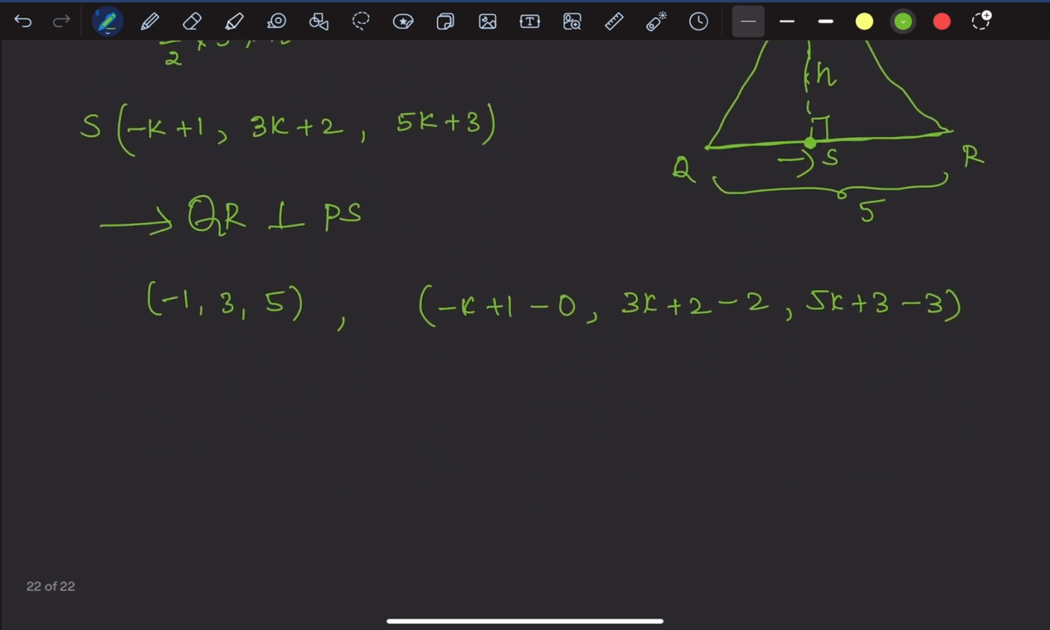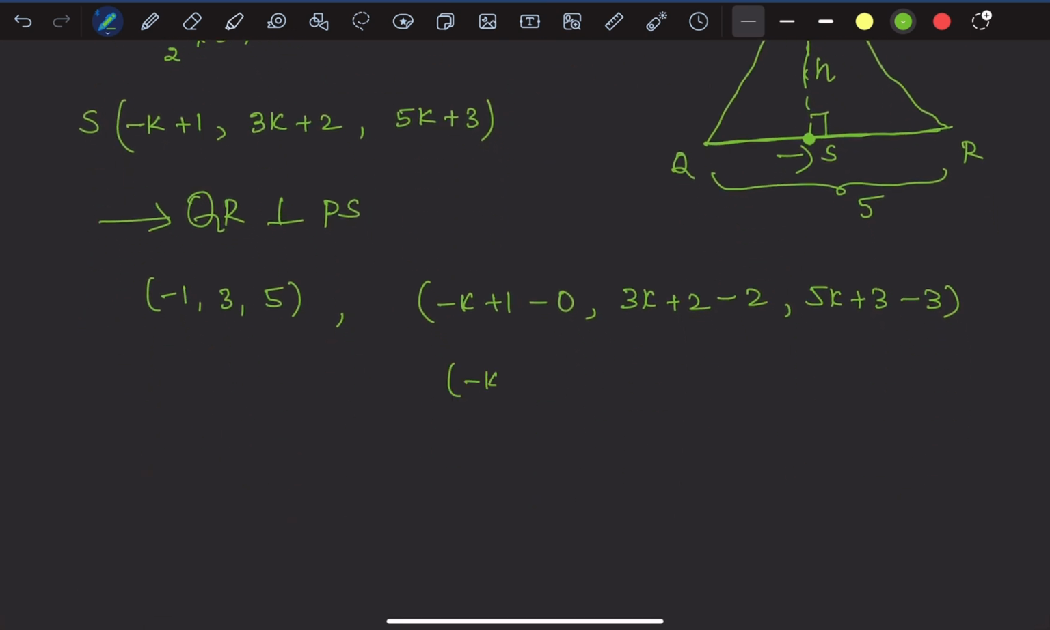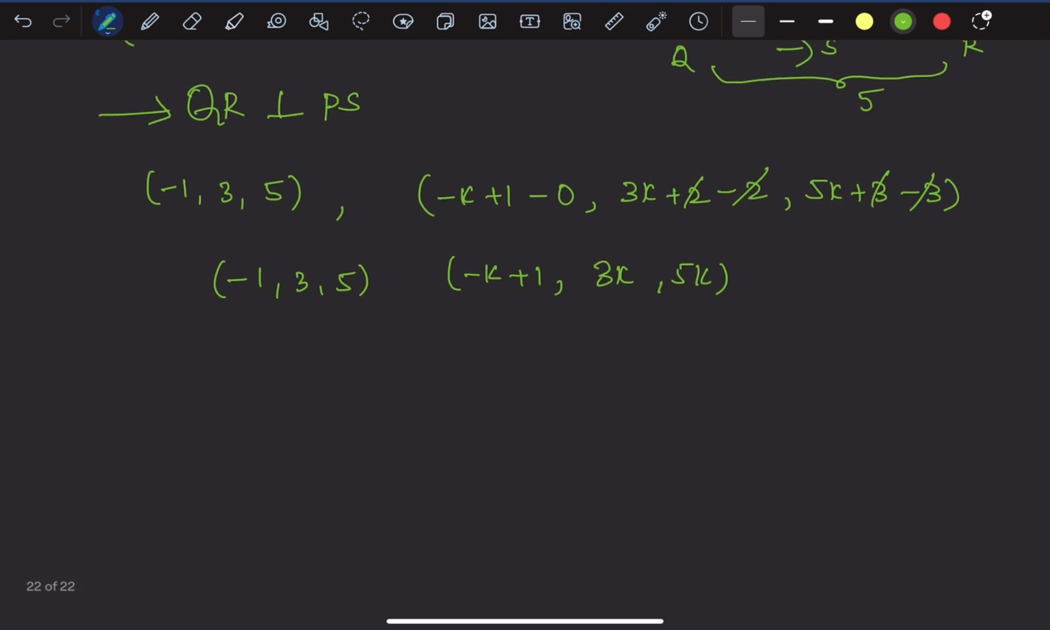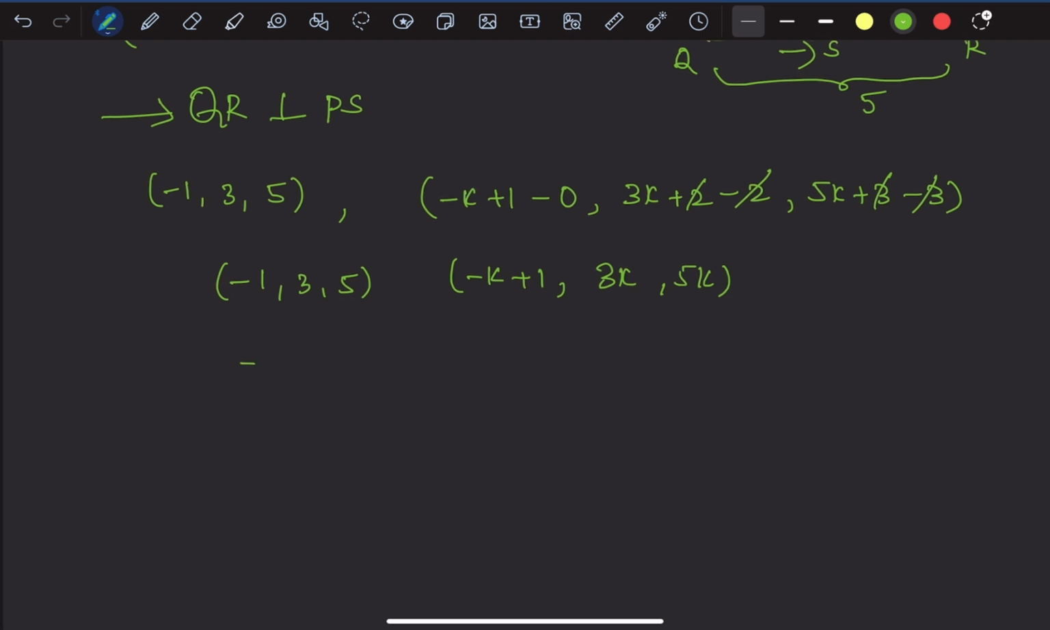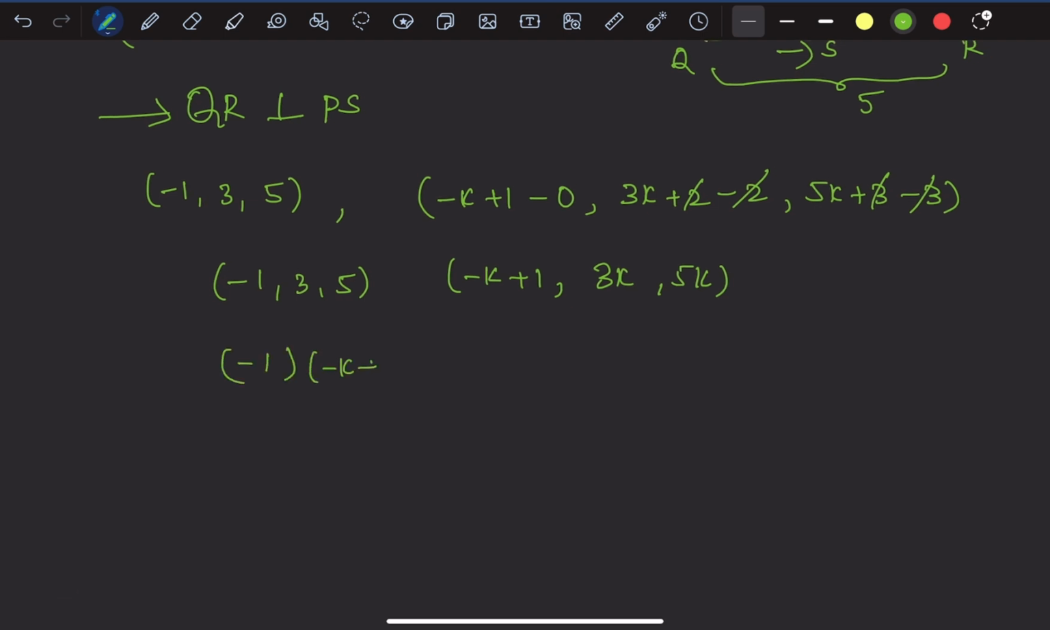These are the DRs of PS. So this will be simply -k plus 1, 3k and 5k. So these are the DRs of QR and PS. Since these two are perpendicular, the sum of the products should be 0. So -1 multiplied by -k plus 1, plus 3 multiplied by 3k, plus 5 multiplied by 5k should be 0.